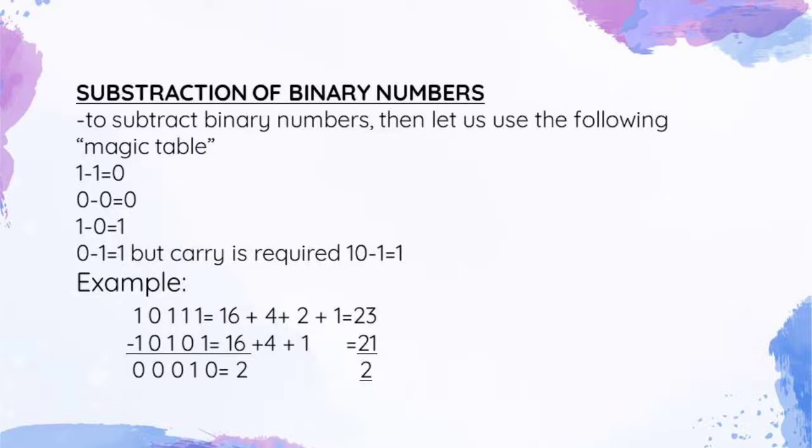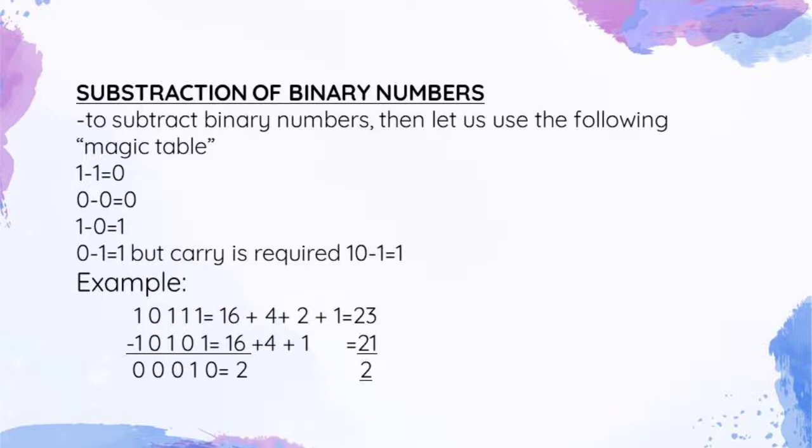So first, we have to solve for the first column. 1 minus 1 is equal to 0. 1 minus 0 is equal to 1. 1 minus 1 is equal to 0. 0 minus 0 is equal to 0. Then lastly, 1 minus 1 is equal to 0. So here's the answer, 0, 0, 0, 1, 0.